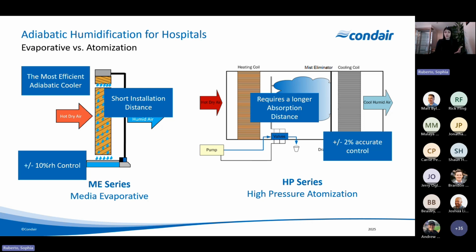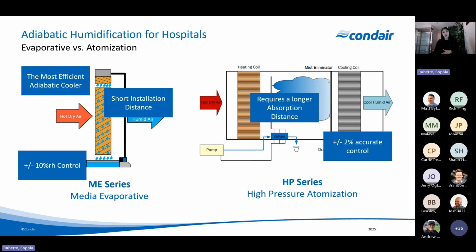It is one of our most efficient adiabatic coolers, so you would be looking at this more for data center applications. We see a lot of these used to cool data centers. It does have a short absorption distance, but because we're relying on that padded media to fully saturate or fully dry out, it does have a larger swing in humidity control. You're looking at plus or minus 10%.